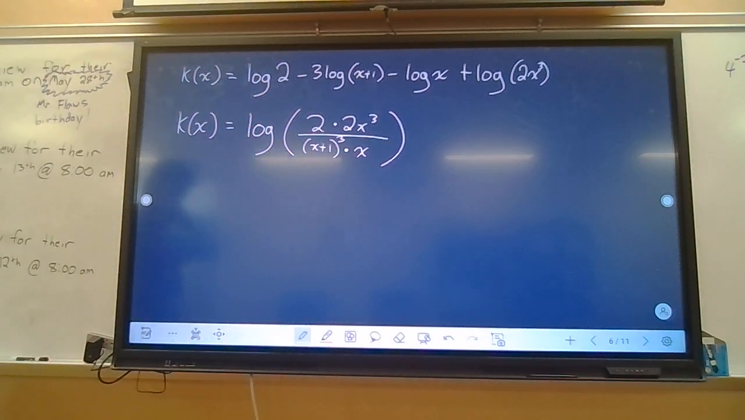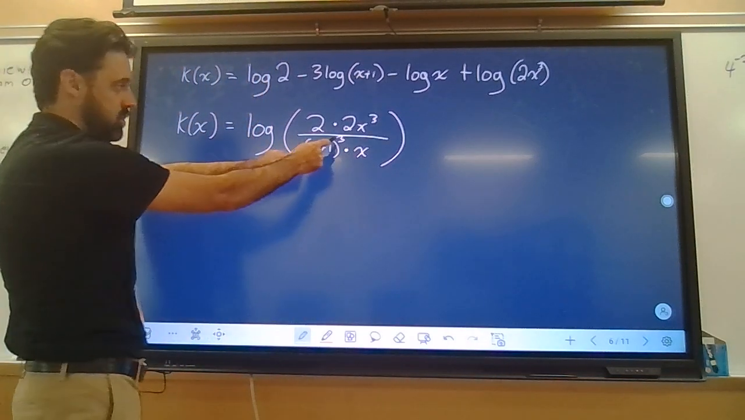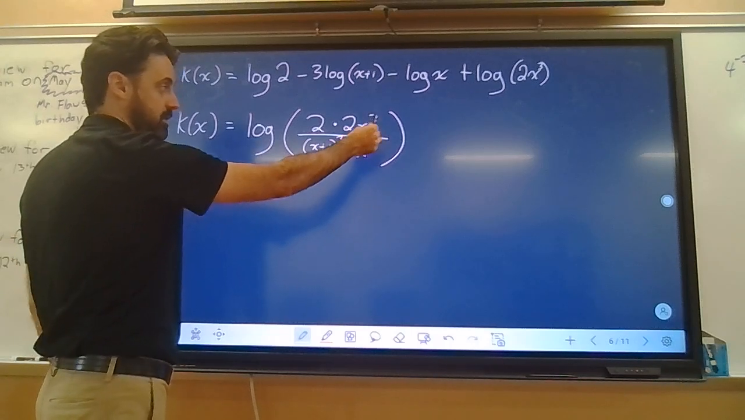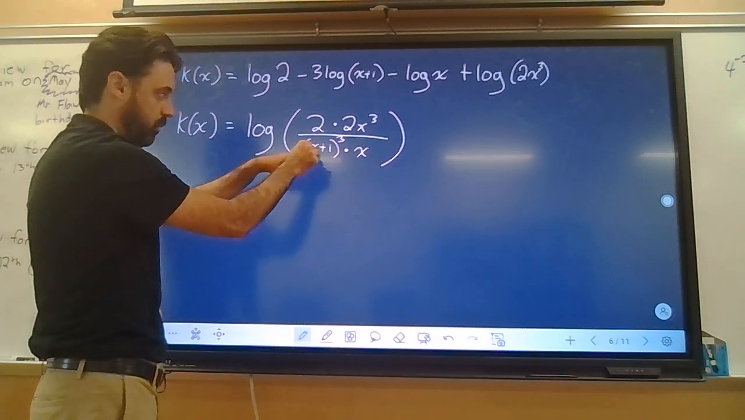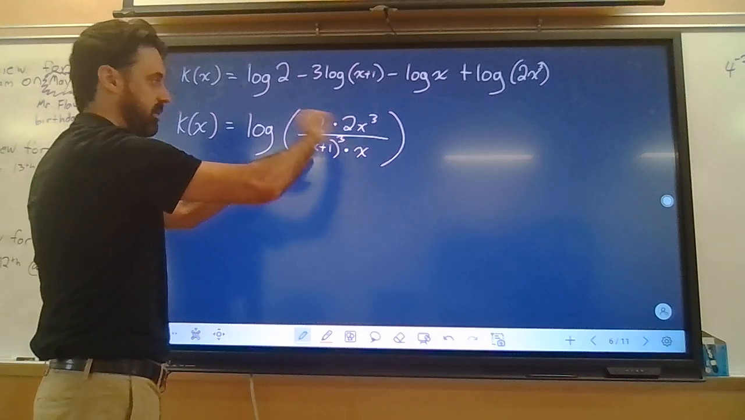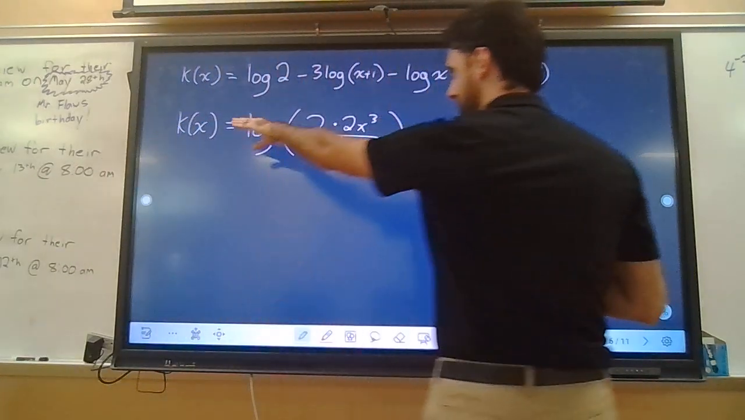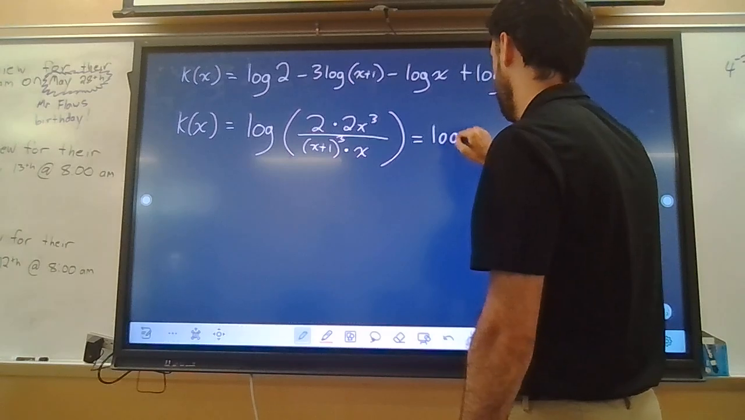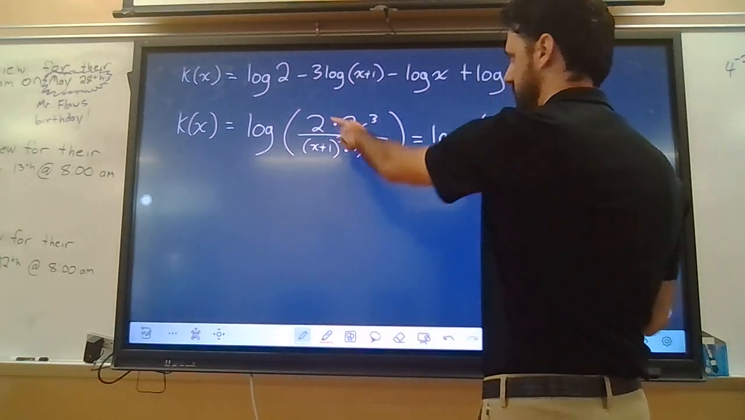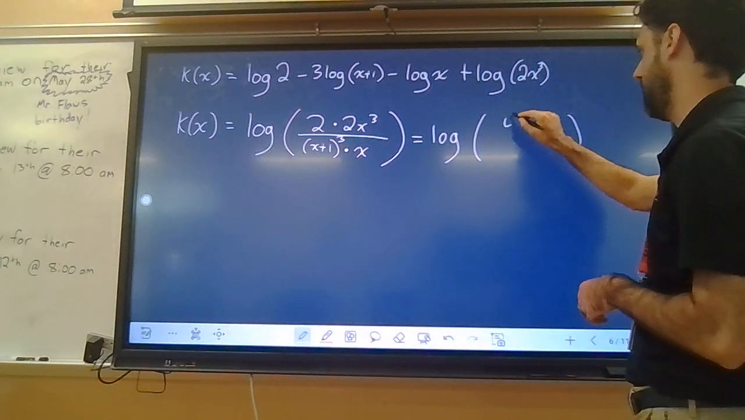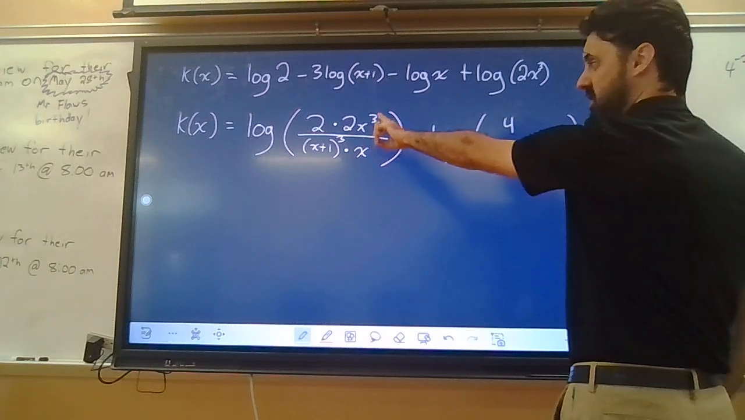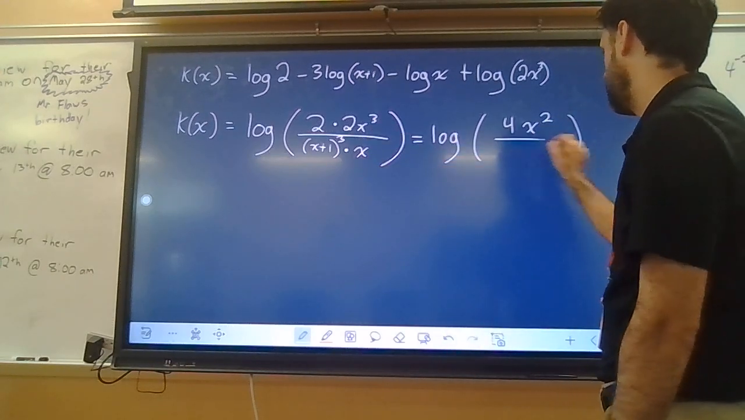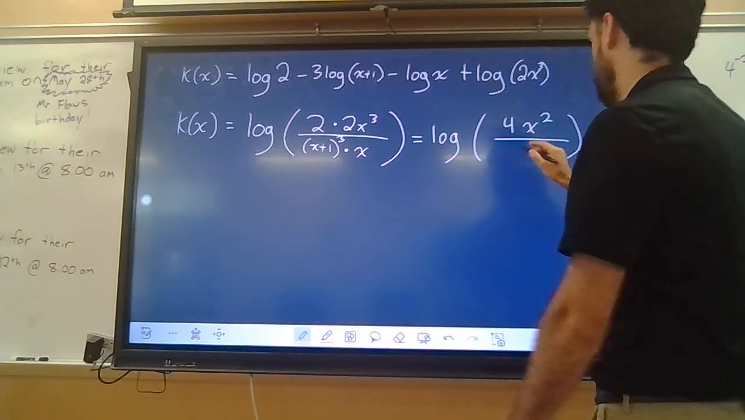All right? Now, I cannot cancel this x cubed with that one. I can, however, simplify x to the third over x, because the x plus 1 means I can't simplify with anything that's not an x plus 1. All right, so k of x equals this, equals log of, so I'm going to go and multiply the 2's. I'm going to get a 4 on top. And remember, x cubed over x, we subtract the exponent, so now there's an x squared on top, divided by, we still have that x plus 1 cubed.